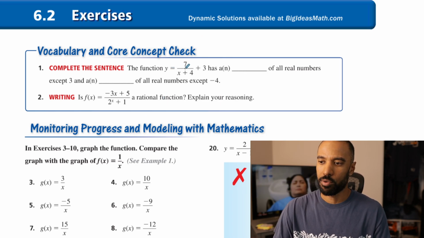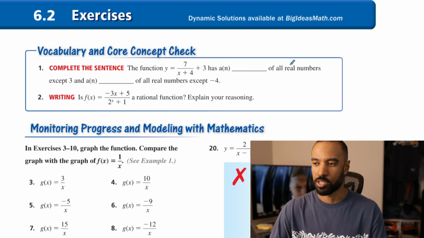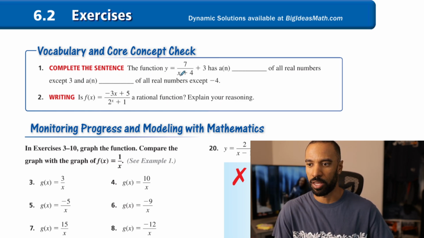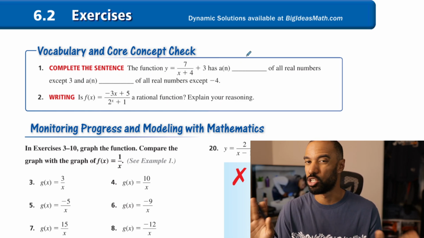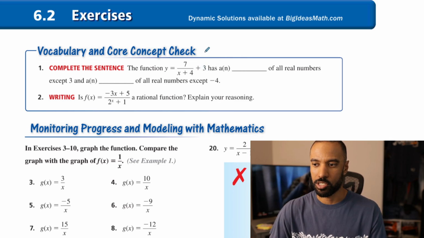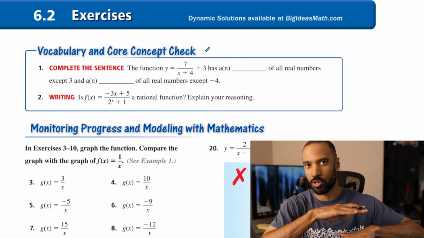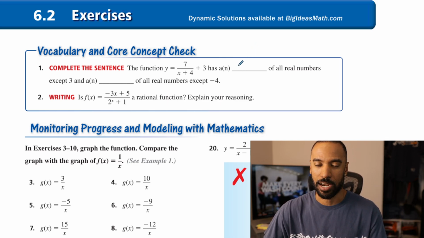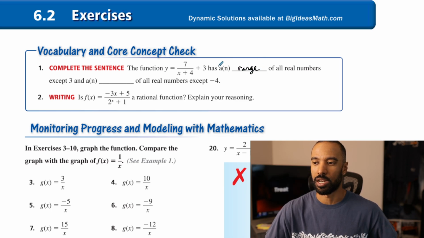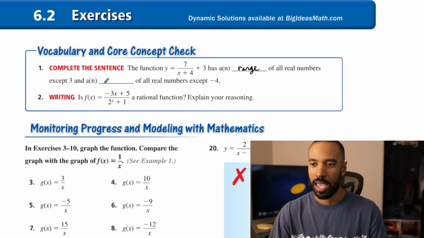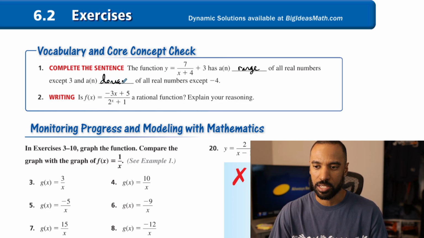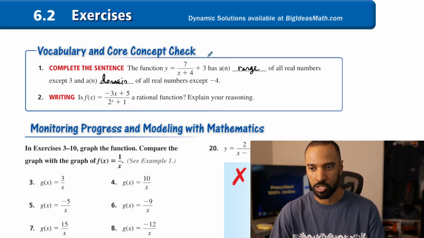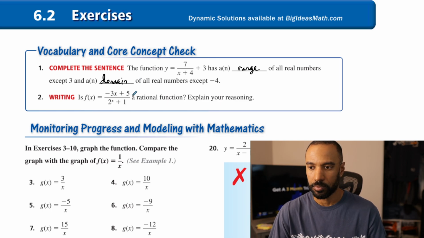The function y equals 7 over x plus 4 plus 3 has a blank of all real numbers except 3 and a blank of all real numbers except negative 4. We're talking about our domain and range values. The 3 has to do with our vertical shift for the horizontal asymptote. That is a y equals thing, or what y can't equal. That is regarding the horizontal asymptote, so that is regarding the range, what y values we cannot be, except 3. And a domain of all real numbers except negative 4 is because if I substitute negative 4 for x, I divide by 0, and that can't exist in your domain.